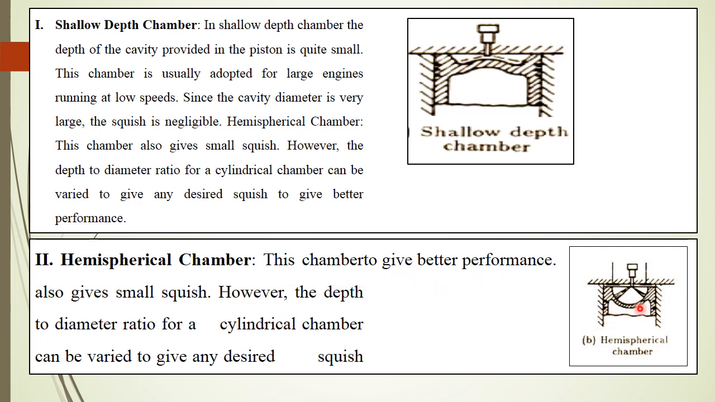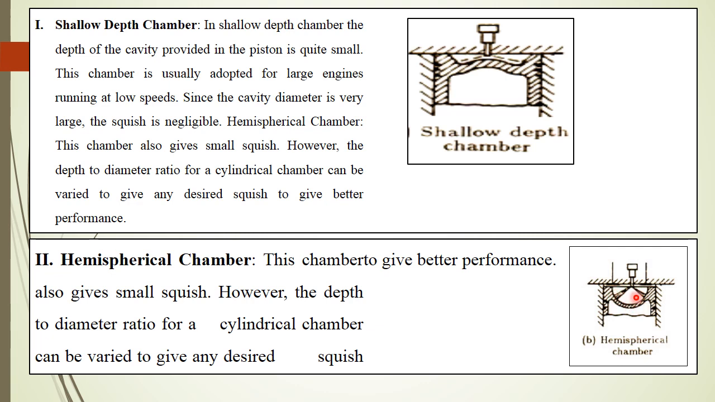Then the hemispherical chamber. In the hemispherical chamber, if you see here, the depth of the cavity is more. A greater cavity depth is to be provided. So this chamber also gives better or small squish, and again the diameter to depth ratio plays an important role. The depth to diameter ratio of this cylindrical chamber can be varied. You can vary it to get the desired squish.